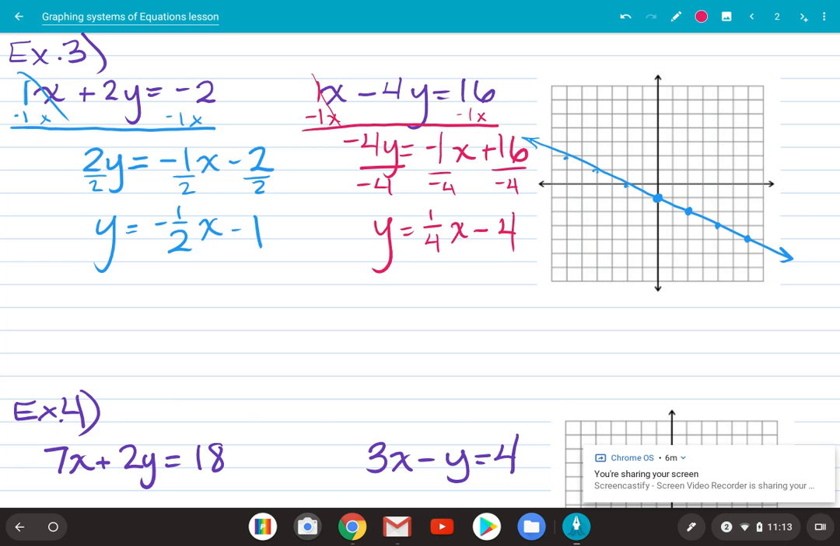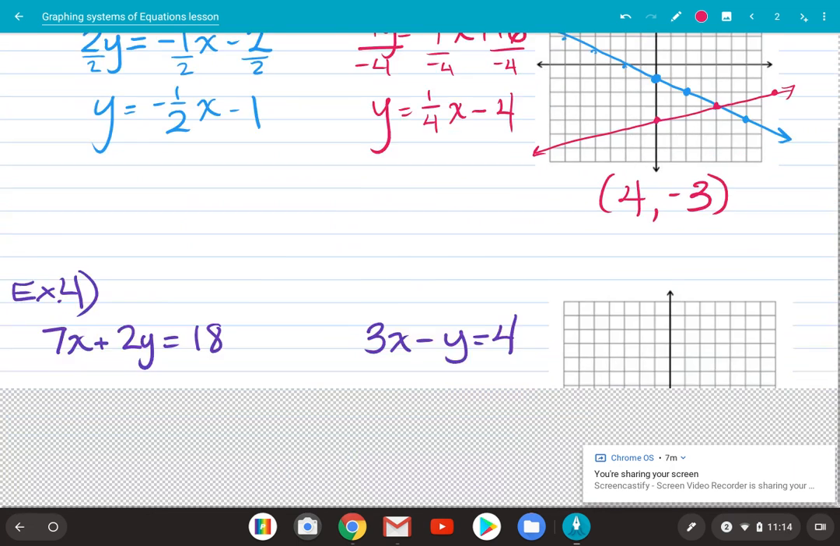So we're going to start at -4. 1, 2, 3, 4. We're going to go up 1 over 4. And this one goes off the graph, but we get the idea. And our point here is 1, 2, 3, 4, 4, -3. Okay? We're going to do that one more time.